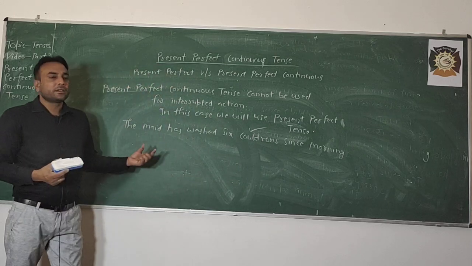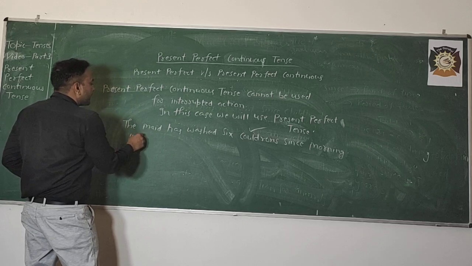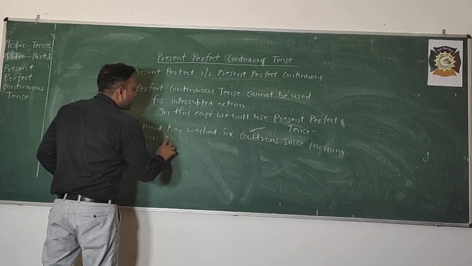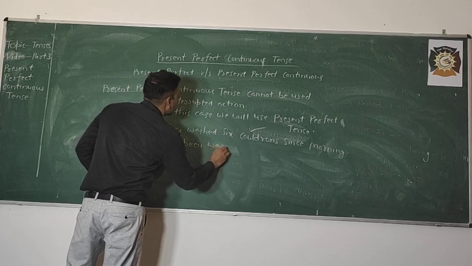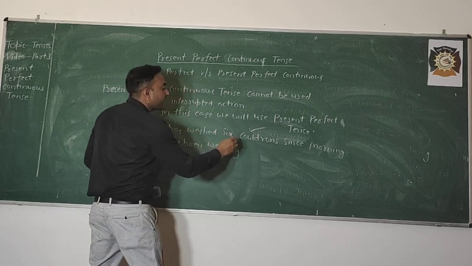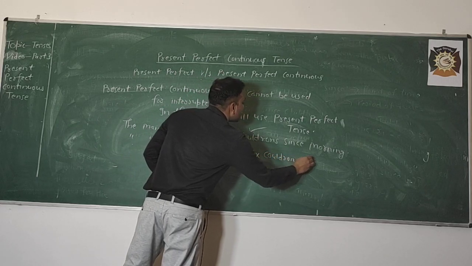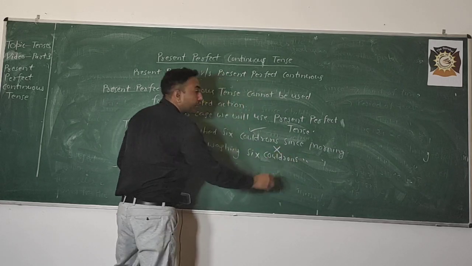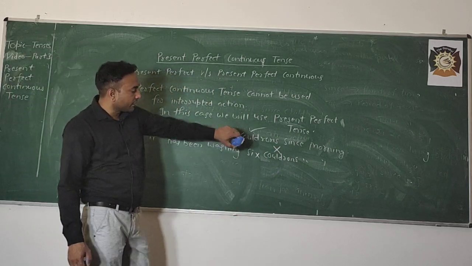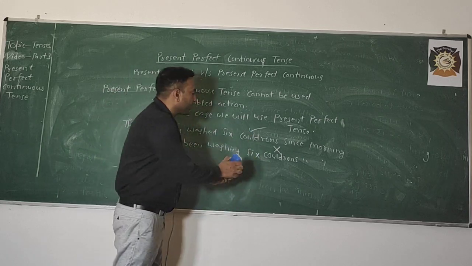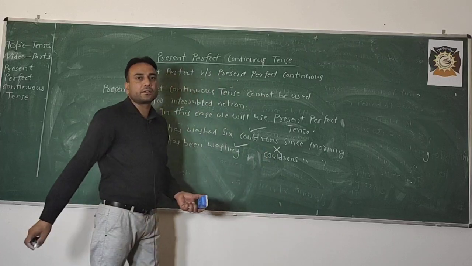But if I write the maid has been washing 6 cauldrons since morning, this is incorrect to say. But if I write the maid has been washing, if I erase 6 from here, then this sentence also becomes correct.